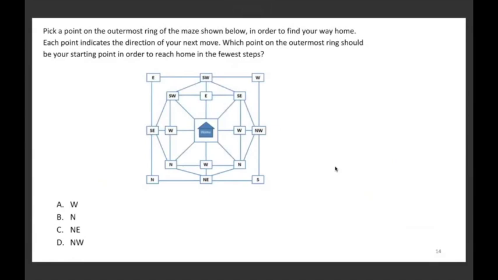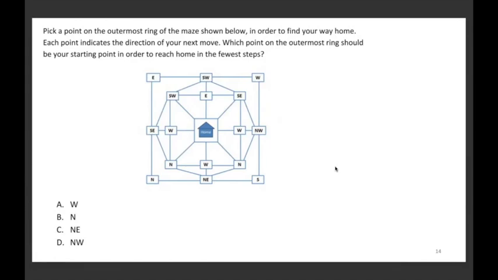Pick a point on the outermost ring of the maze shown below. In order to find your way home, each point indicates the direction of your next move, which means if east is given here, I will move towards the east. If west is given, I will move towards the west. Okay, that's what it means.